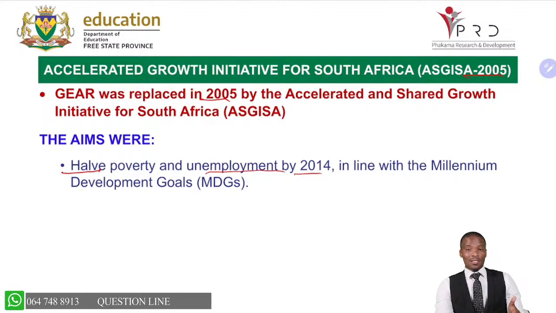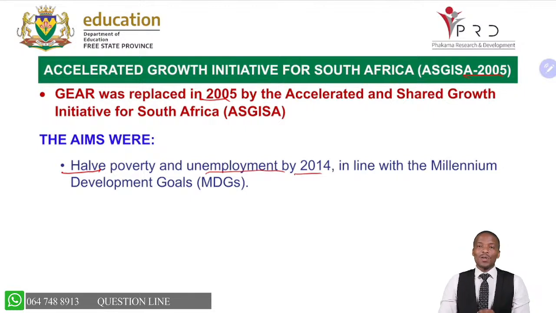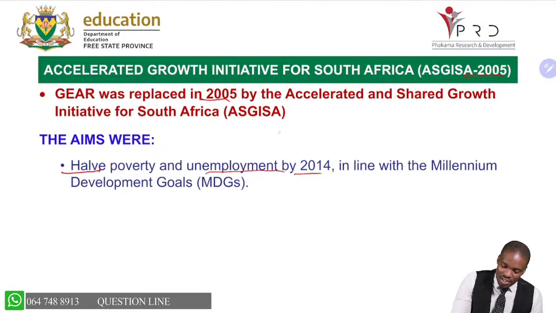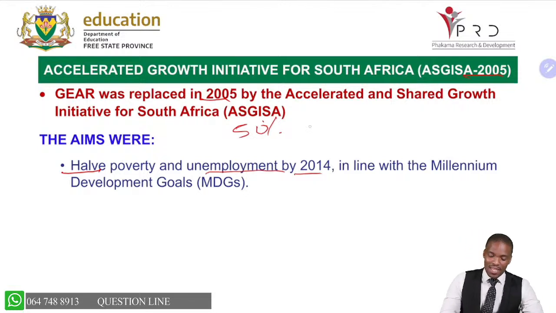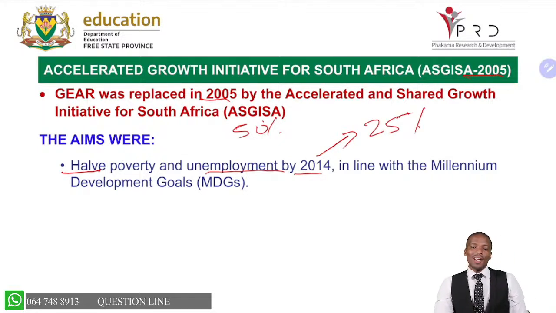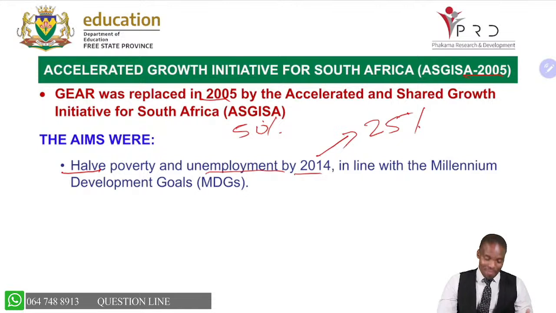Now, I want to explain this. It means when it was established in 2005, let's say the unemployment rate was at 50% when this policy was established. So the aim there was to say, by the time we reach 2014, the unemployment rate should be how many percent, grade 12? The unemployment rate should be at 25%. That is the aim. So let's say the unemployment rate in South Africa then was at 10%. It means when we reach 2014, we would have expected the unemployment rate to be at 5%.